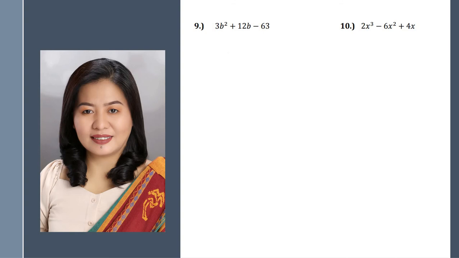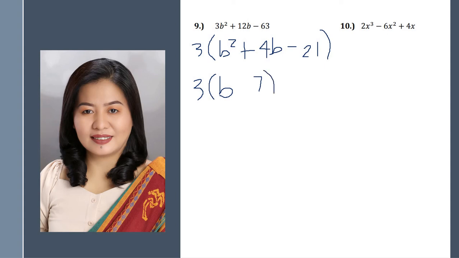Next we have 3b squared plus 12b minus 63. So 3 is a common factor. So we have now b squared plus 4b minus 21. So we now think of factors of 21. It gives a difference of 4. So there are only two sets of factors of 21. That's 21 and 1 and 7 and 3. So we're close with 7 and 3. So we have 7 and 3 because 7 minus 3 is 4.